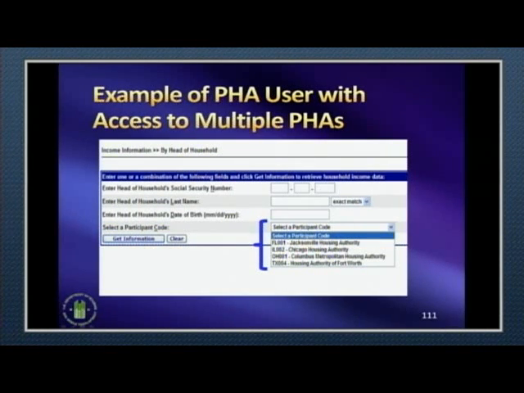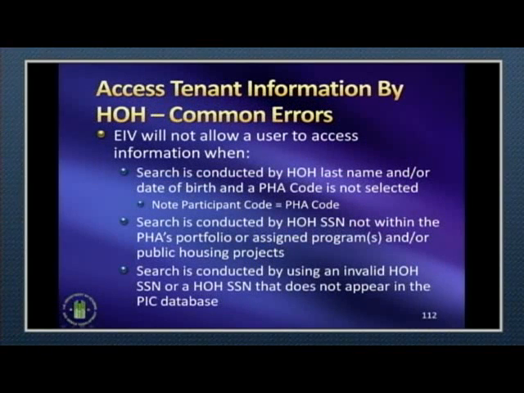as reflected in the WAS system. Okay, and so here's an example showing you the various PHA codes assigned to this particular user. But do keep in mind, when you search for tenant information by last name and/or date of birth, you must select a PHA code, okay? If you search by SSN, you do not have to enter a PHA code. It will scan all PHAs that are assigned within your user ID portfolio.